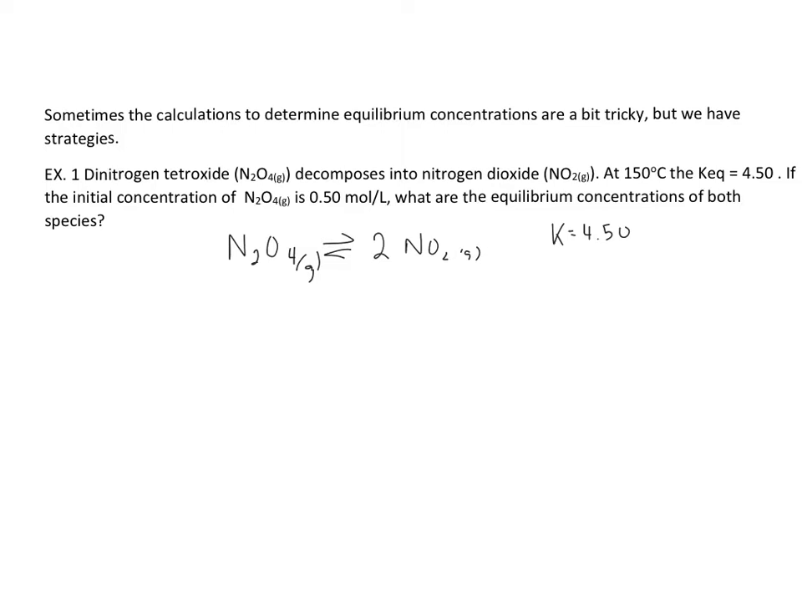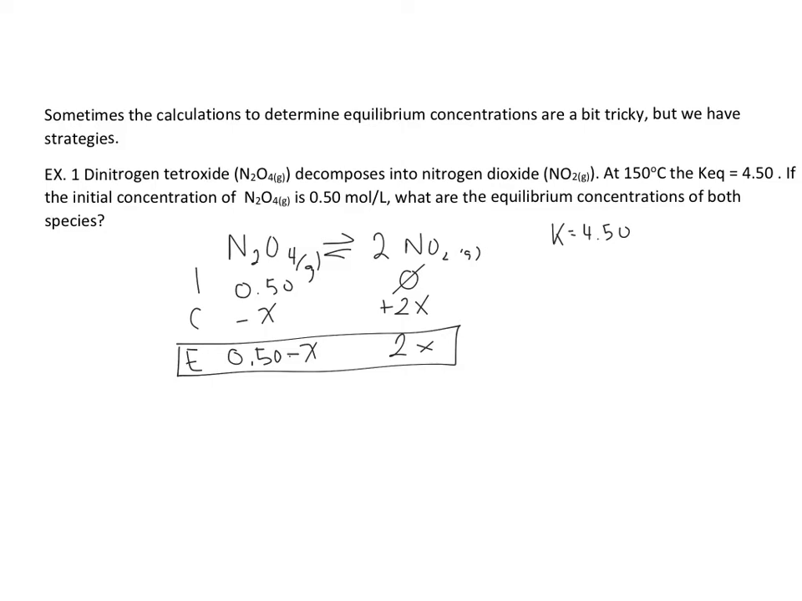And the initial concentration of N2O4 is 0.50, and this is initial. We have no nitrogen dioxide. It goes through a change, minus X plus 2X, equilibrium 0.5 minus X and 2X.